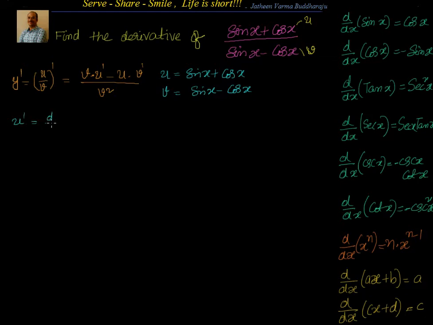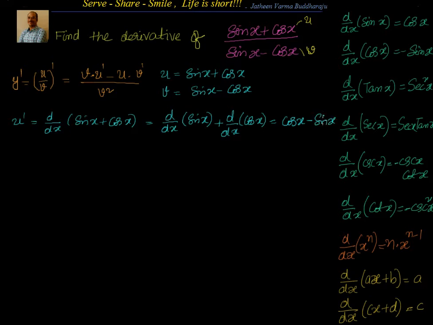u dash equal to d by dx of sin x plus cos x. We know that if you have a function which is a sum of two other functions, we can separate them and find the derivatives of individual functions. So can I say d by dx of sin x plus d by dx of cos x, which is equal to, derivative of sin x is cos x and derivative of cos x is minus sin x. So we have cos x minus sin x.